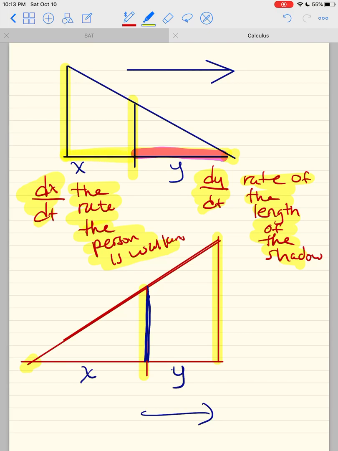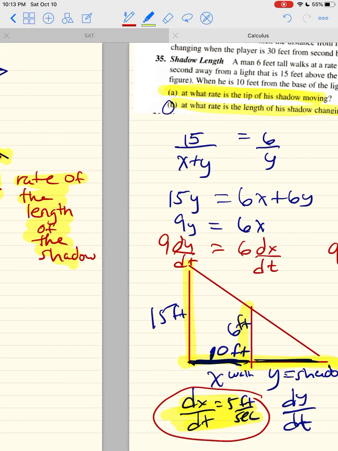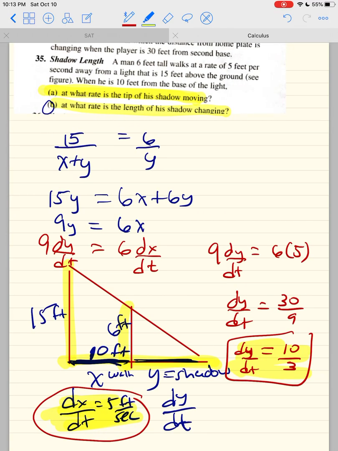Remember, behind the person is the rate of the person walking. In front of the person is the shadow. Okay? Remember that you need a constant. So I have another problem, and if you guys feel solid about this, then you can stop watching.